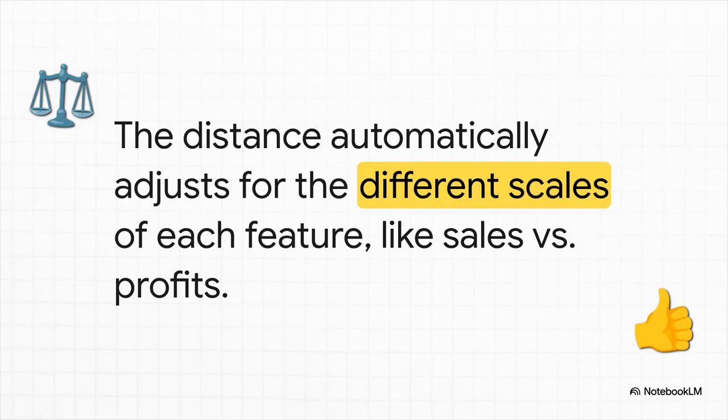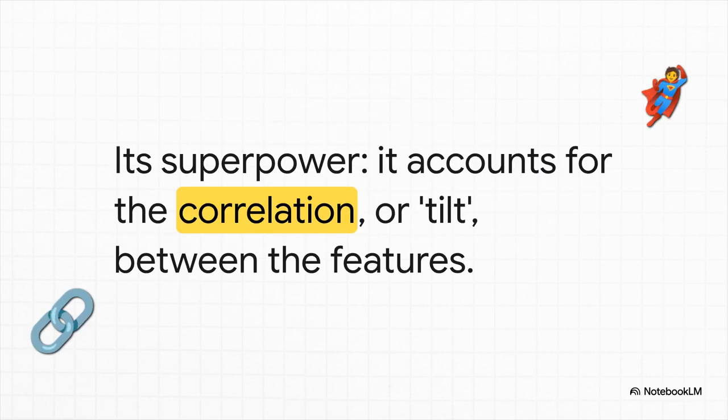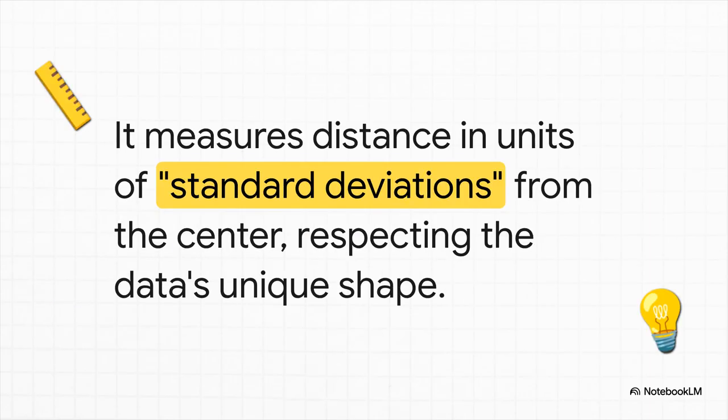First off, because it uses the covariance matrix, it automatically handles the different scales of our variables. It just innately understands that a 1-unit change in sales is a different beast than a 1-unit change in profits and adjusts for it. And second, this is its real superpower. It accounts for that tilt in the data. It essentially untwists the ellipse, measuring distance along the natural axes of the data cloud itself, not some arbitrary axes on a graph. What you get in the end is a true statistical distance.